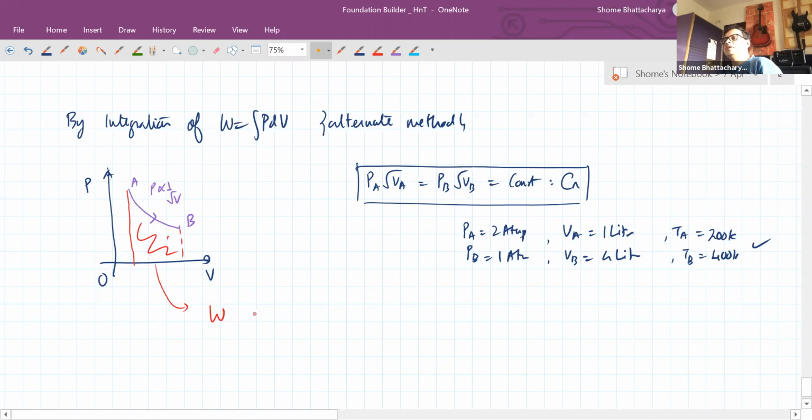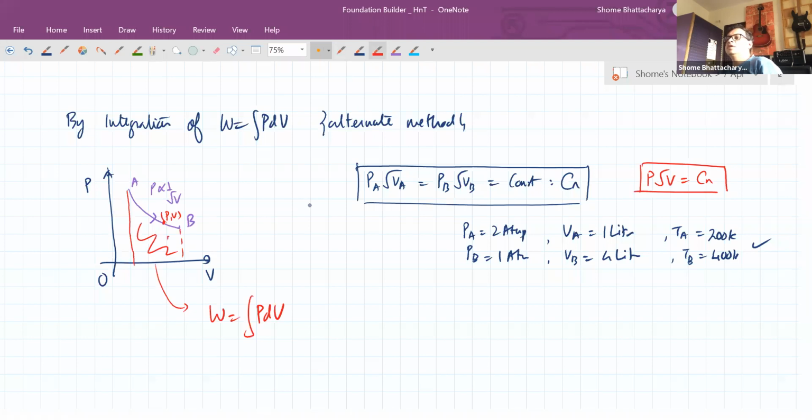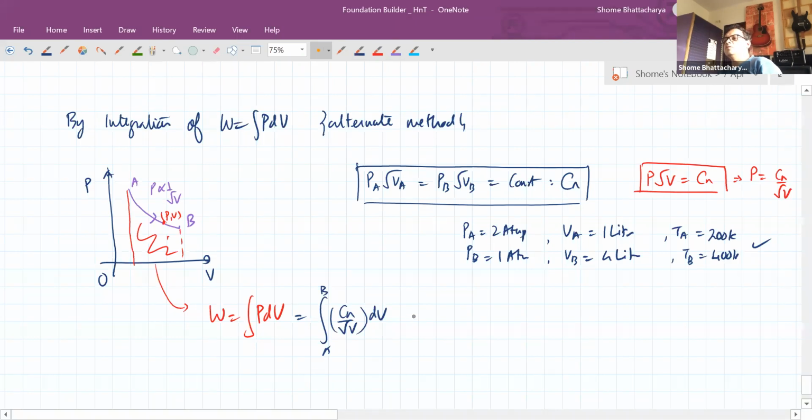So work done will be integration PdV. Now in that, we'll have to use the fact that at any point, if the pressure and volume are P and V, then P root V is also equal to this constant. Okay. So we can replace this as whatever constant divided by root V dV from A to B using this relation. Because pressure is constant divided by root V. So my work done will now come from this.